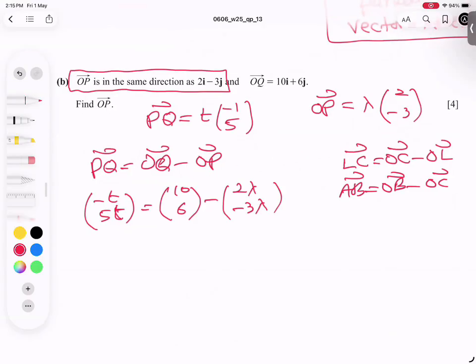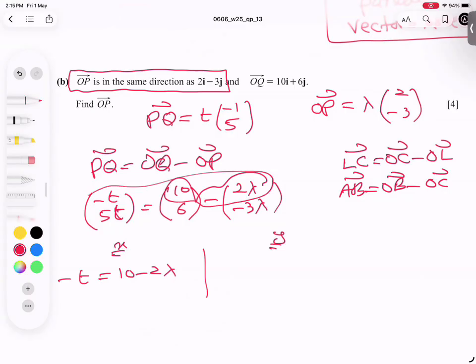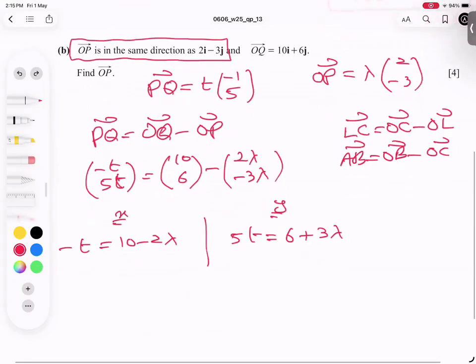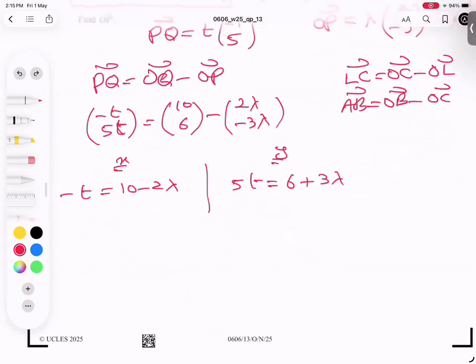Now students, I'm going to simplify. I will get two equations, the x component and the y component. X component means this. I write negative t from here, and 10 minus 2 lambda. Repeat my words, 2 lambda and this one, equal to that. And the y component: 5t is equal to 6 plus 3 lambda. Now solve them simultaneously and get the t value and lambda value.